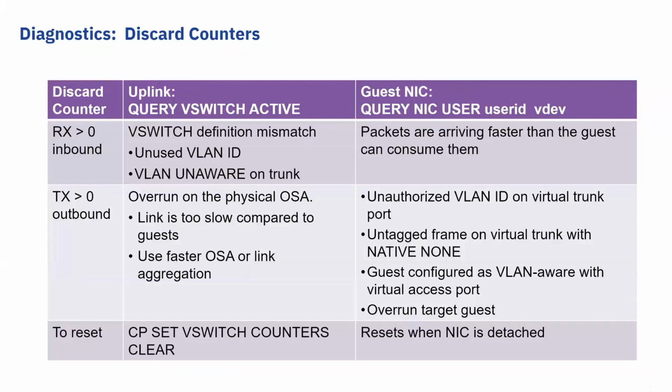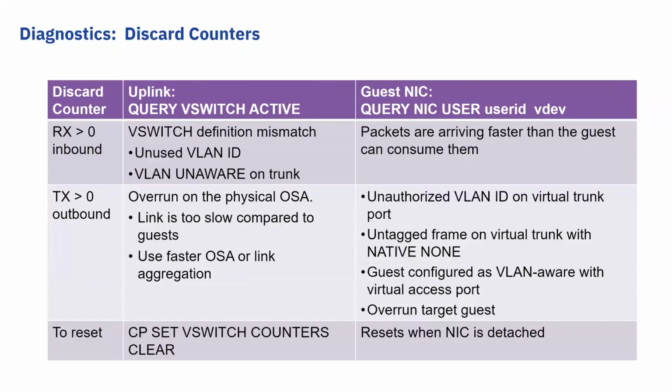Now, if I see this on a guest NIC, what does that mean? Well, it means that you have a virtual trunk port, not a physical one, and then something tried to send a packet tagged for a VLAN that the guest is not authorized for. Okay? You're trying to deliver untagged frames to a virtual trunk that is not allowed to have them. The guest is configured as VLAN aware, but you plugged him into a virtual access port. So he's trying to use VLAN tags, but we have an access port, so those are no good, so they get discarded.